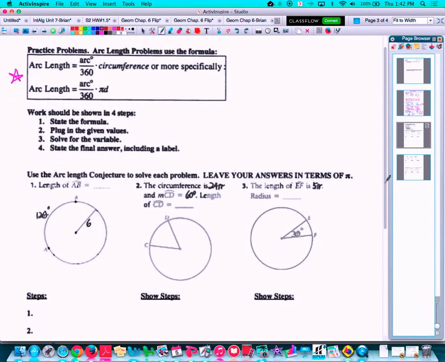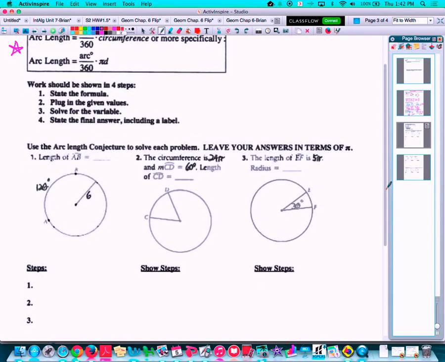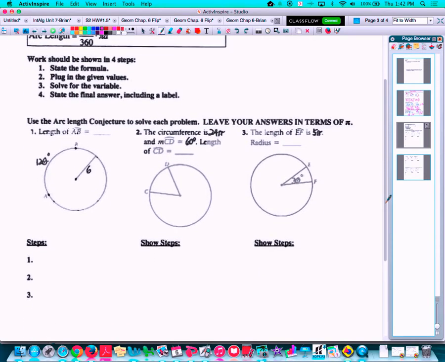Now, as we do the problems, and I mentioned this in the last section, when we're working our way through formulaic problems, I would like you to go through the 4 steps of showing your work. State the formula, plug in the given values, solve for the variable, state the final answer, including a label. That's what we're going to do here. I want you to get used to modeling it that way.